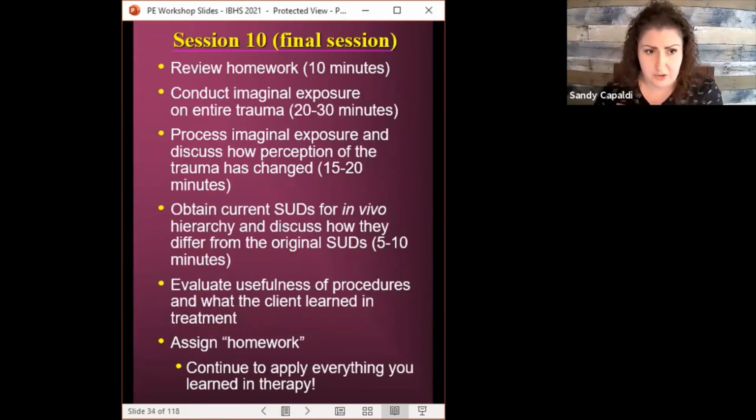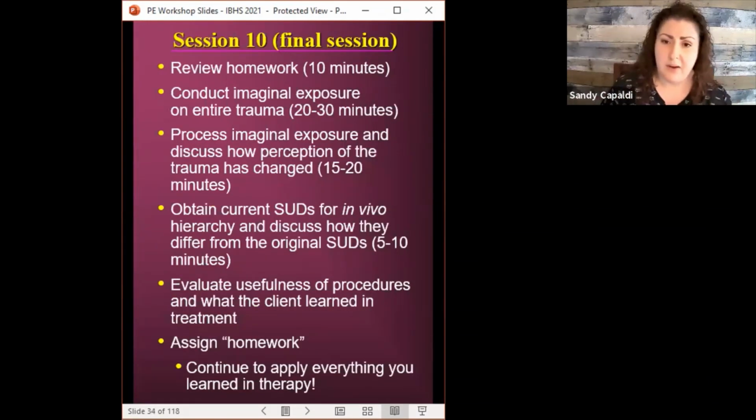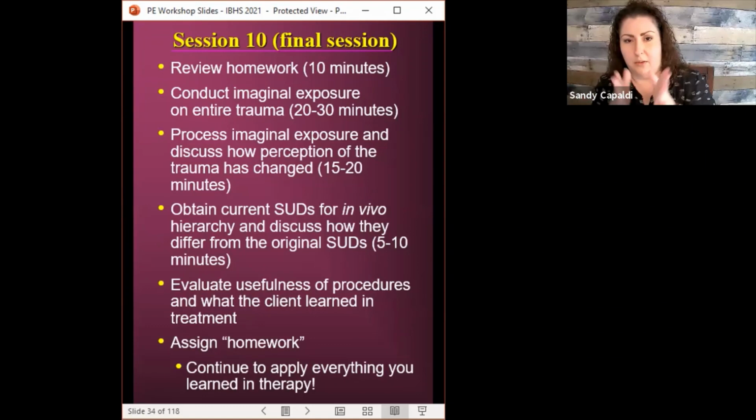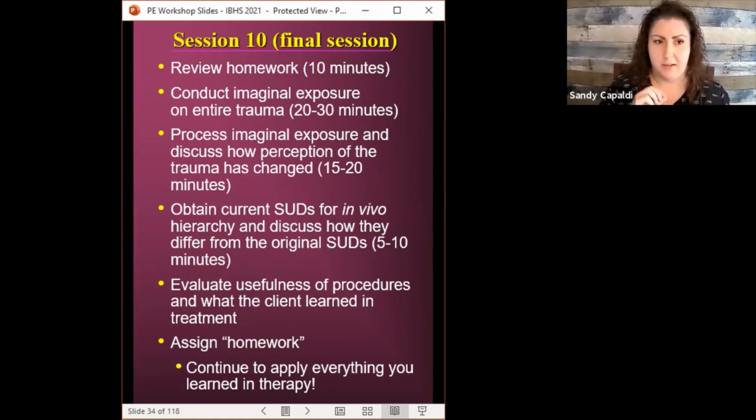Okay. And then we're going to be working on those hotspots for the duration of treatment until we are ready for the final session. And in the final session, after we review homework, we're going to ask the client to do their imaginal exposure in this session on the entire trauma memory. So remember, we've just been doing kind of a piece or maybe 2 pieces or 3 pieces that we've been working on in hotspots. Now we're going to put that all back together. Going to do some processing.